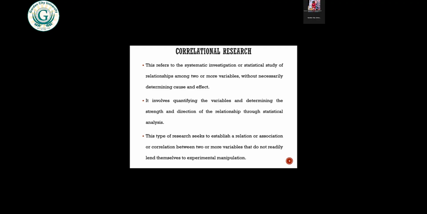This research involves quantifying the variables and determining the strength and direction of relationship through statistical analysis. This type of research seeks to establish the relation or the association or the correlation between two or more variables that do not readily lend themselves to experimental manipulation. So everything that has been said on this slide, I've already said with my mouth.